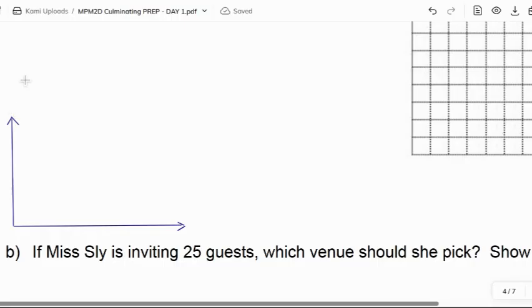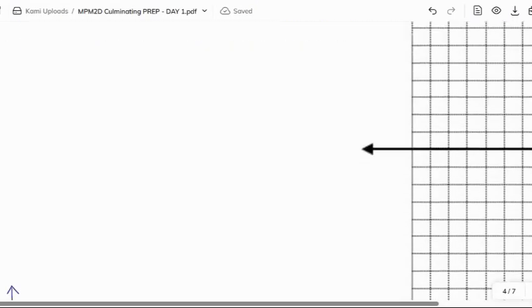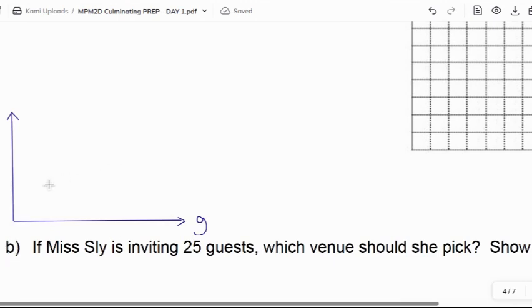The y-axis is the C, which is the cost, and the x-axis is the N, G, which is going to be the number of guests. And then watch what's going to happen. If you were to graph these two, because both of them have a flat fee, they all have a y-intercept, right? And if you were to graph them, there would be a point of intersection. And at that point of intersection, the cost is the same for the same number of guests.